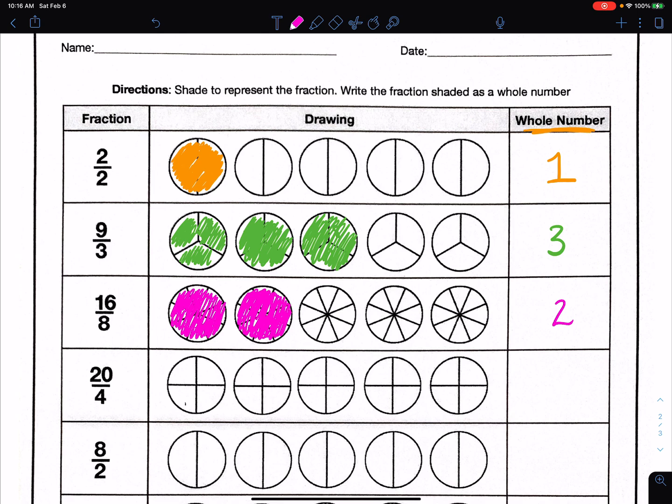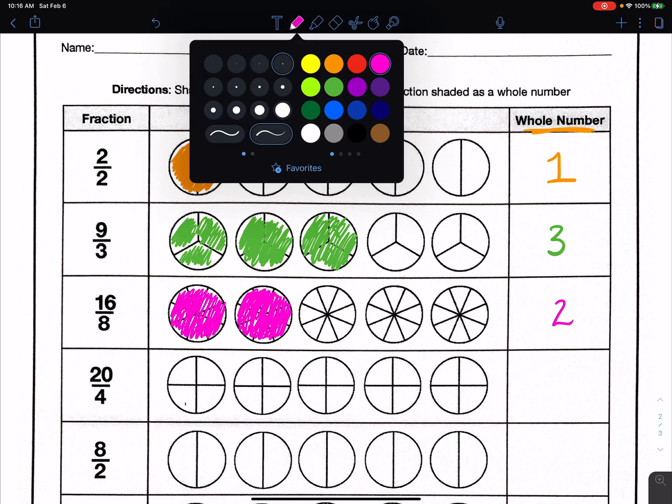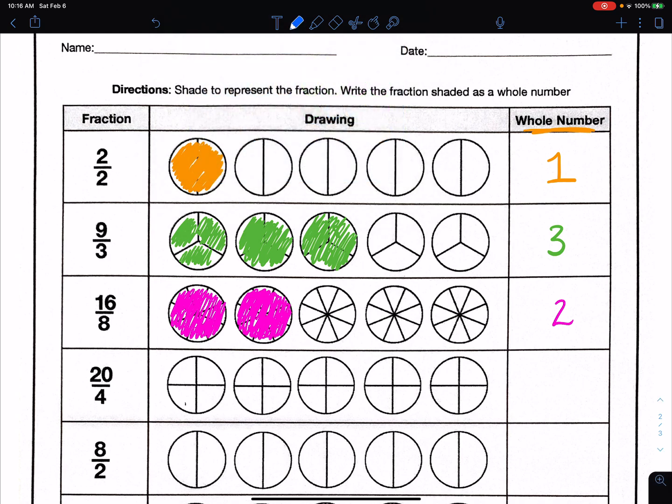So again, the same thing with this 20/4. Well, I know each circle is cut into 4 pieces, okay, so that helps me. So now I need to count out 20 pieces to shade. So 1, 2, 3, 4, 5, 6, 7, 8, 9, 10, 11, 12, 13, 14, 15, 16, 17, 18, 19, 20. You could have also skip counted by 4, so that means I need to shade in all of these.